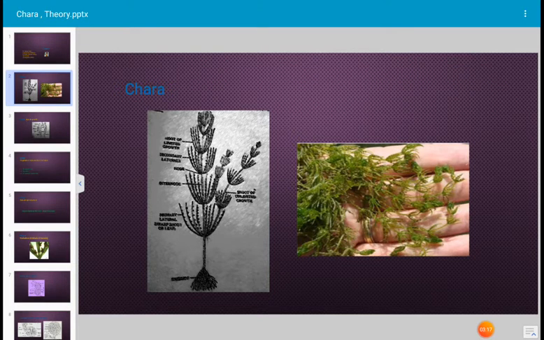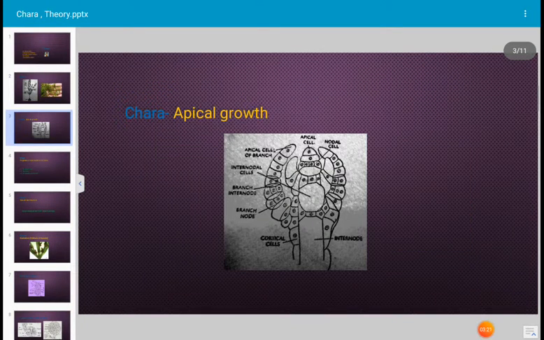And how is the apical growth? How does the growth of Chara take place? Let us see the apical growth in Chara. The growth of Chara, the main axis as well as branches, takes place by a single cell which is dome shaped and apical in position. The apical cell is hemispherical, half spherical.